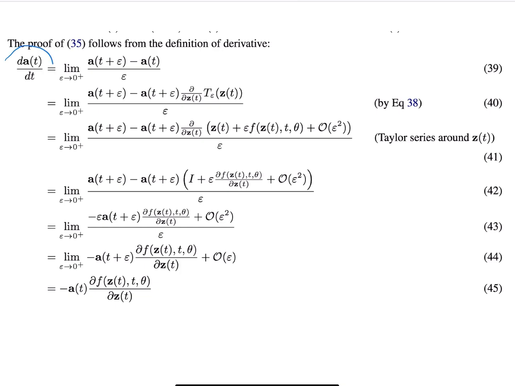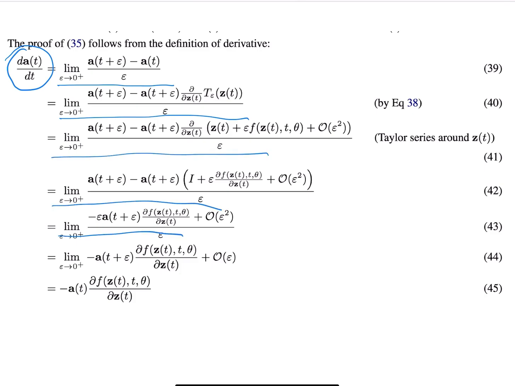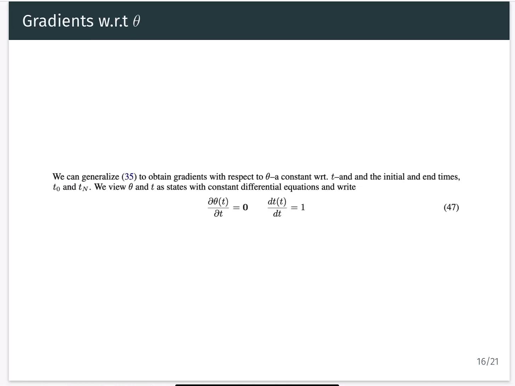So dA/dt is equal to the limit as this goes to 0, and then we can do some manipulations, and we arrive at this quantity. So what we wanted to show is that the derivative of the adjoint with respect to time was this. And since we know every quantity in this equation, we can compute our derivative of the adjoint.